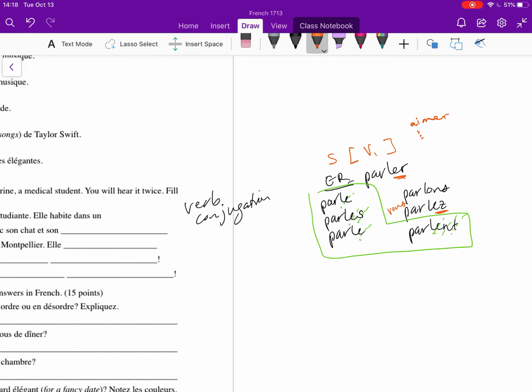So maybe that first verb here would be some form of aimer or another preference verb, or, let's see, what else have you guys had? You'd have avoir envie or avoir besoin or avoir peur de plus an infinitive. So usually it just happens to be the second verb and it's not conjugated, it's therefore the infinitive. So watch out for that.